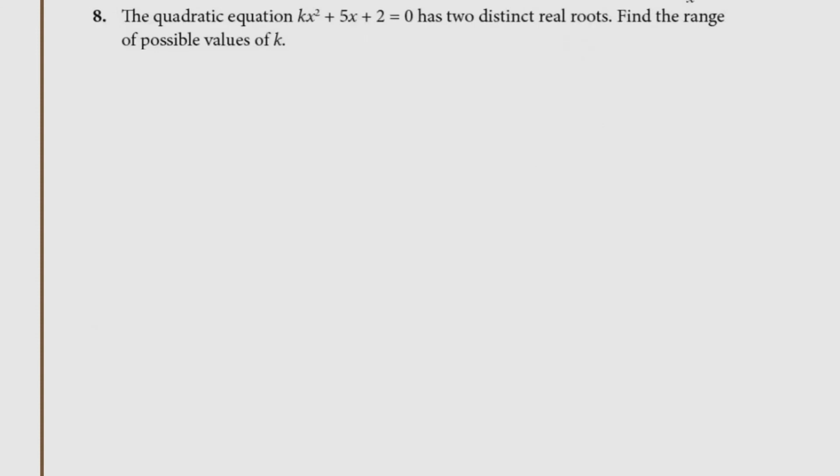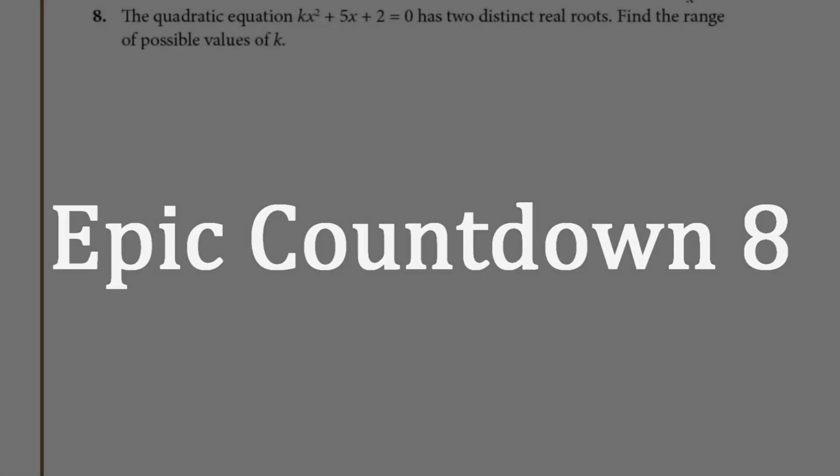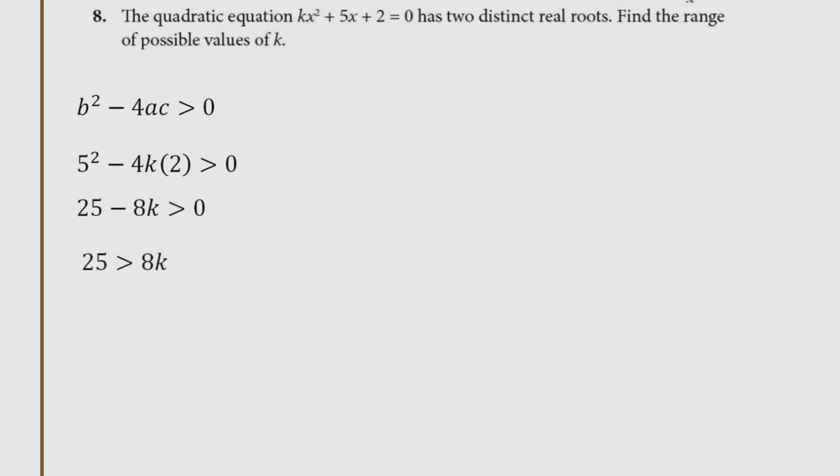Now this will be the final question of the video. So pause the video, give it a try, and my workings will be reviewed in 5, 4, 3, 2, 1. Two distinct real roots. Discriminant must be bigger than 0. So this will be the case. a is equal to k, b is equal to 5, c is equal to 2. So going to substitute that into the discriminant. So k is less than 25 over 8.